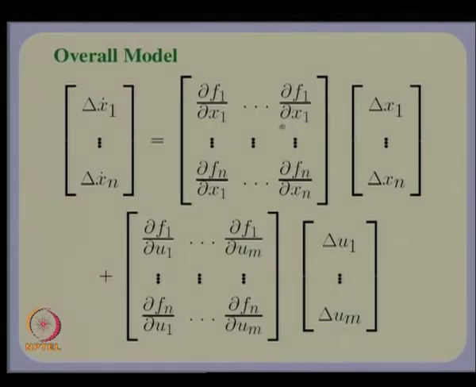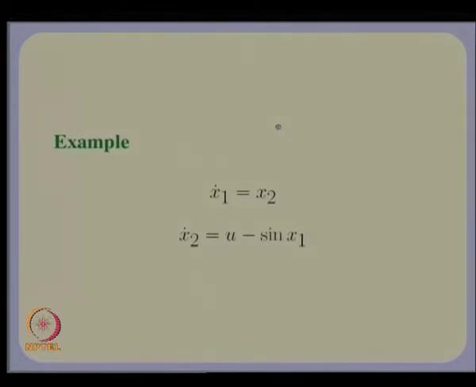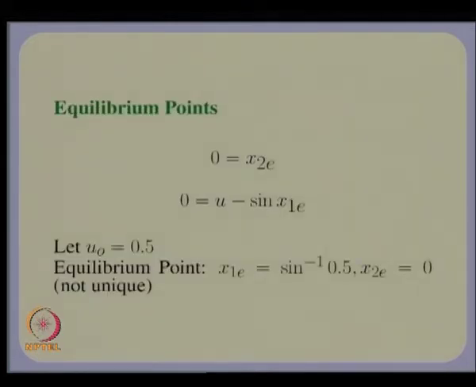Now, this will become clear if you consider this example. x1 dot is equal to x2 and x2 dot is equal to u minus sine x1. So, this is a nonlinear set of equations. The nonlinearity obviously is because of the sine term. So, the first step in doing this is to find the equilibrium points. For the nominal input 0.5, the equilibrium point is sine inverse 0.5 or sine inverse half, which is 30 degrees, and x2e is equal to 0. So, x1e is in fact 30 degrees.